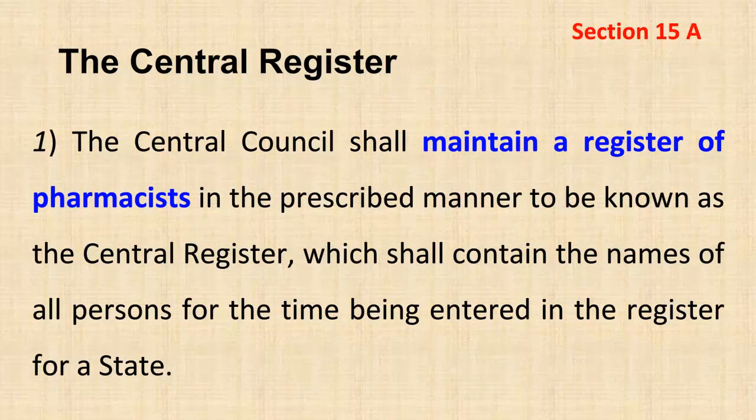The Central Register. Section 15A. The Central Council shall maintain a register of pharmacists in the prescribed manner to be known as the Central Register, which shall contain the names of all persons for the time being entered in the register for a state.